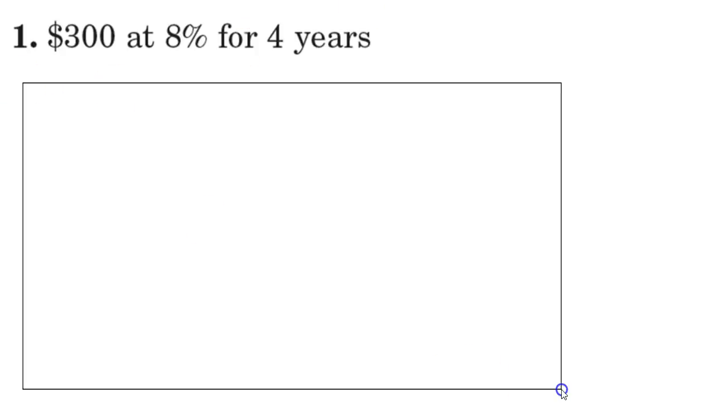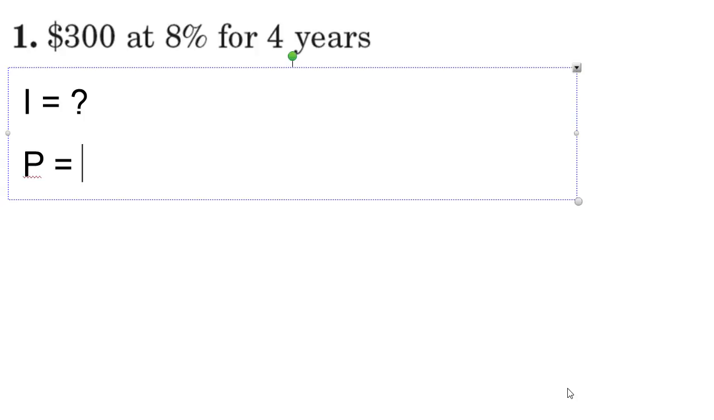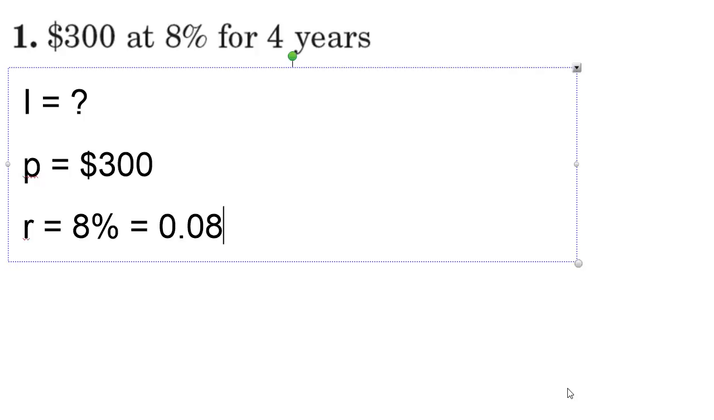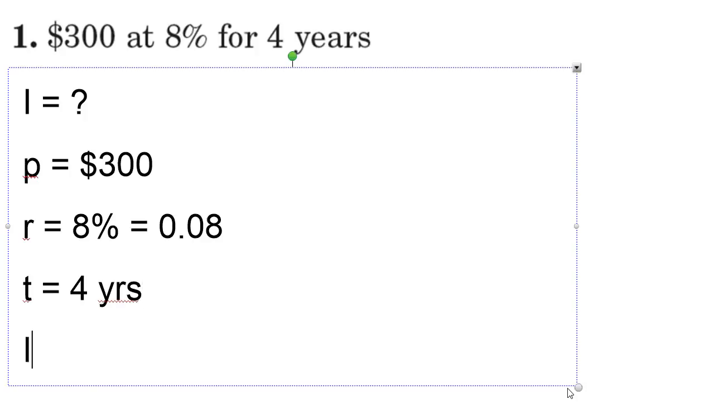All right, so first example then. $300 at 8% for 4 years. Well, interest, we don't know. Principal is the $300. Sorry, lowercase p. The rate is 8%, which is 0.08 as a decimal. Time is 4 years. So interest equals principal times percent times the time. And that's it.